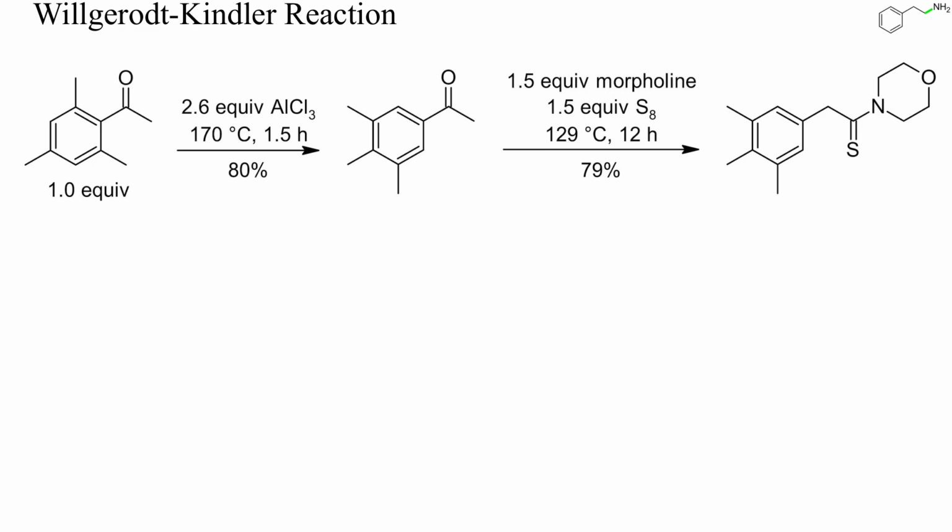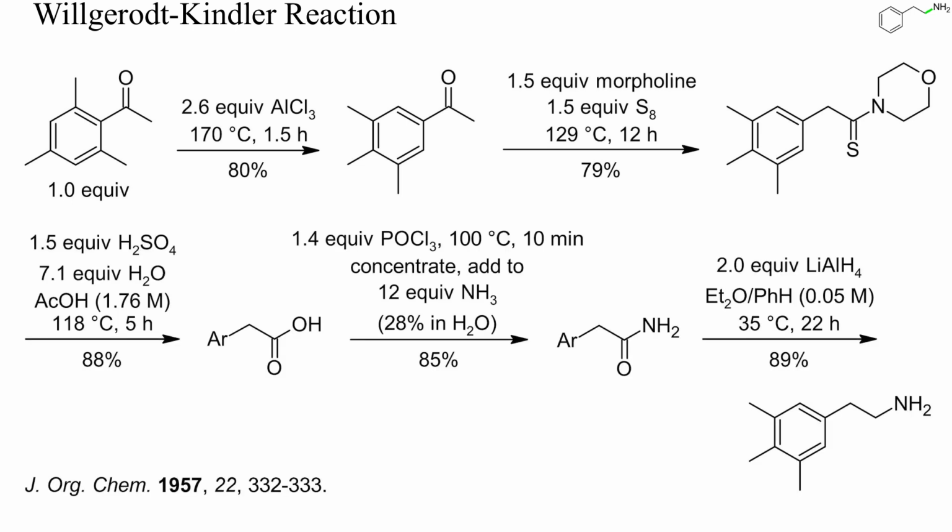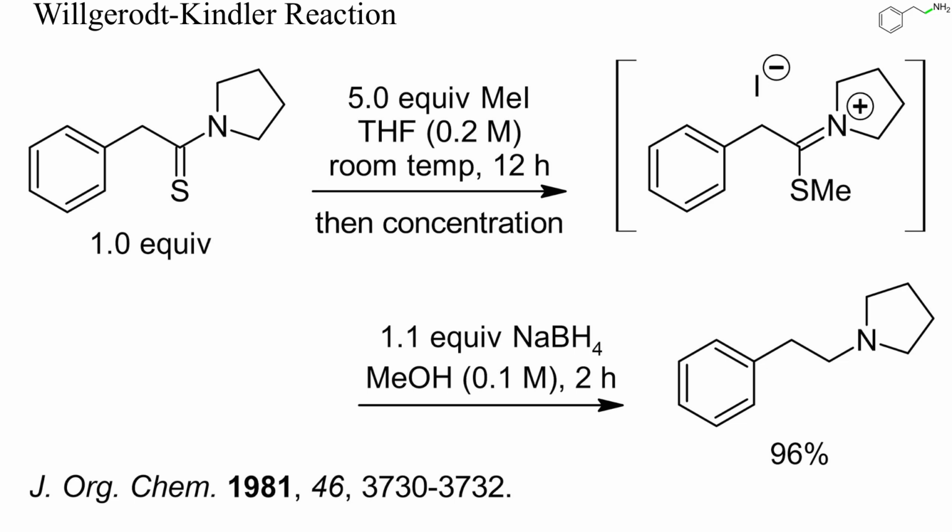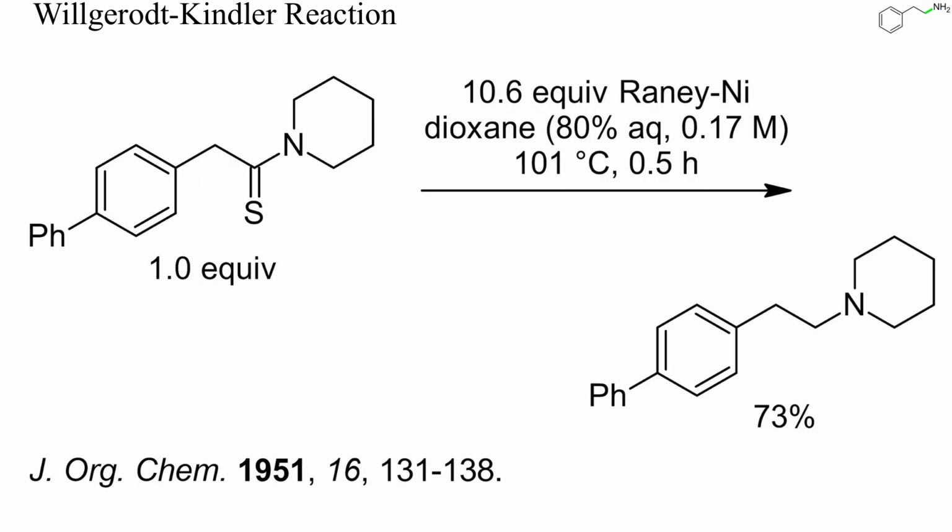Thioamides can be reduced to amines in several ways. Because a primary amine was the target here, the thioamide was first hydrolyzed to a carboxylic acid, then converted into an amide, and finally reduced with lithium aluminum hydride. As an alternative, thioamides can be activated by methylation and then reduced with sodium borohydride. Catalytic hydrogenation will usually not work because of the strong poisoning effect of the thiocarbonyl group. Here a thioamide was reduced by treatment with a large excess of Raney nickel.